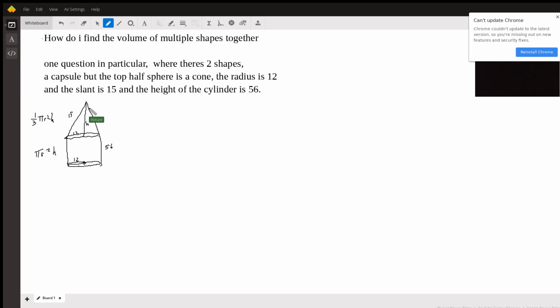We first need the height of the cone, and that's just going to come from the Pythagorean theorem. So you would do 12 squared plus h squared equals 15 squared. Anyway, 15 squared is 225 minus 144, so 81. So h squared is 81, and the height would be 9.